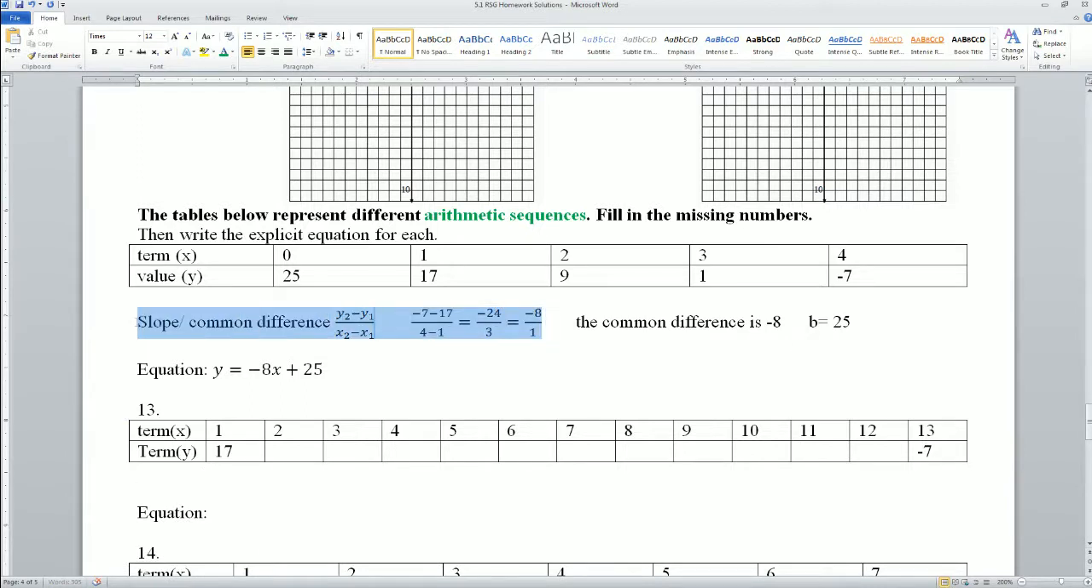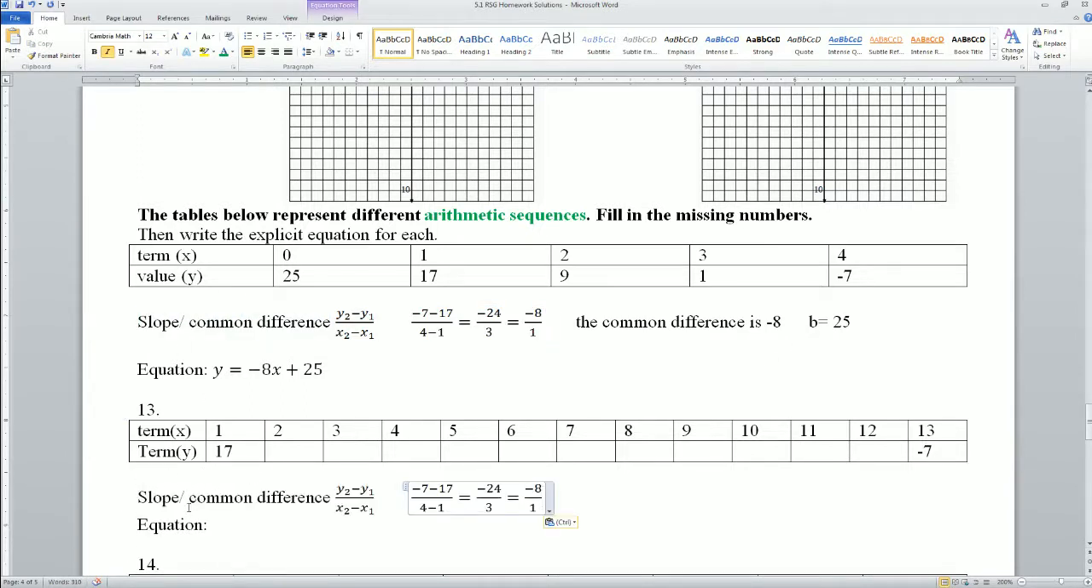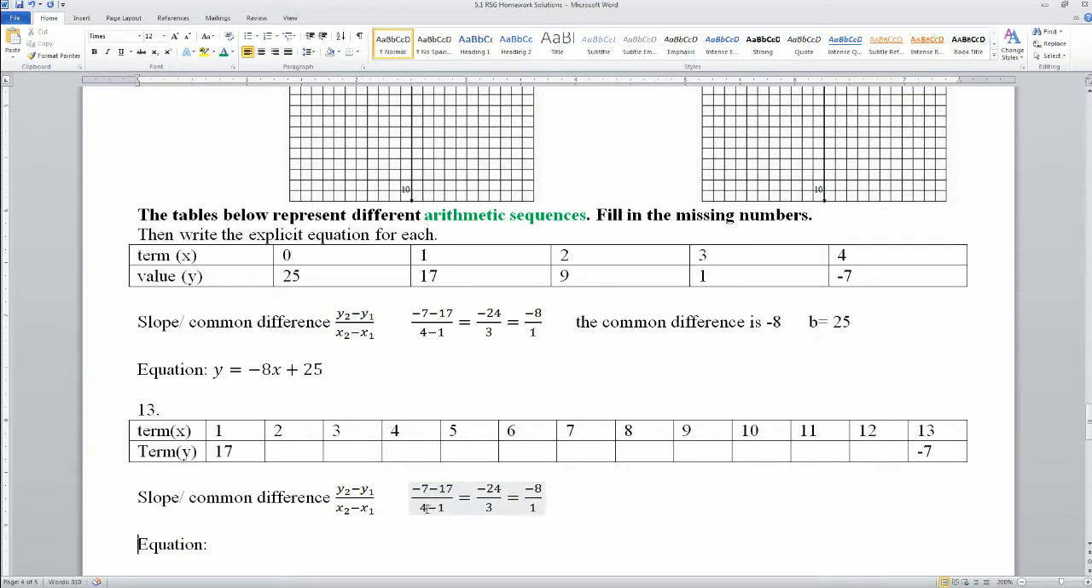Let's find the slope and the common difference here. The thing here, it was negative 7 minus 17, but the x values are different. This is 13 minus 1, so this would become a 12. This is still negative 24. You simplify this, I think it should be a smaller slope. Let's just do that. Yep, that is negative 2 over 1. So the common difference is negative 2. Right, so let's do that.